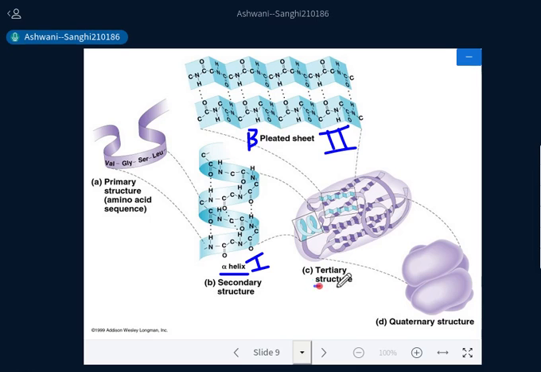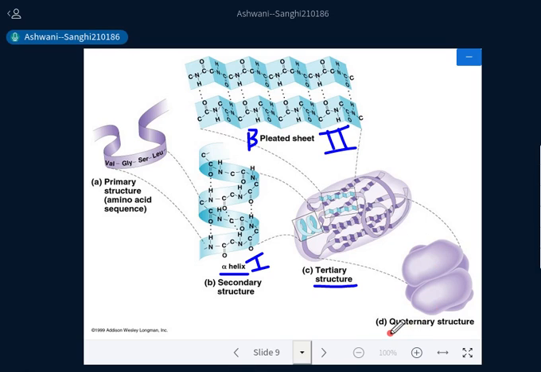Then, tertiary structure of protein. The tertiary structure of a protein, like the amino acid sequence, is the three-dimensional structure. It contains all the bonds that are present in proteins: peptide bond, hydrogen bond, disulfide bond, hydrophobic interaction, ionic interaction. All these bonds are present in the single chain in the tertiary structure.